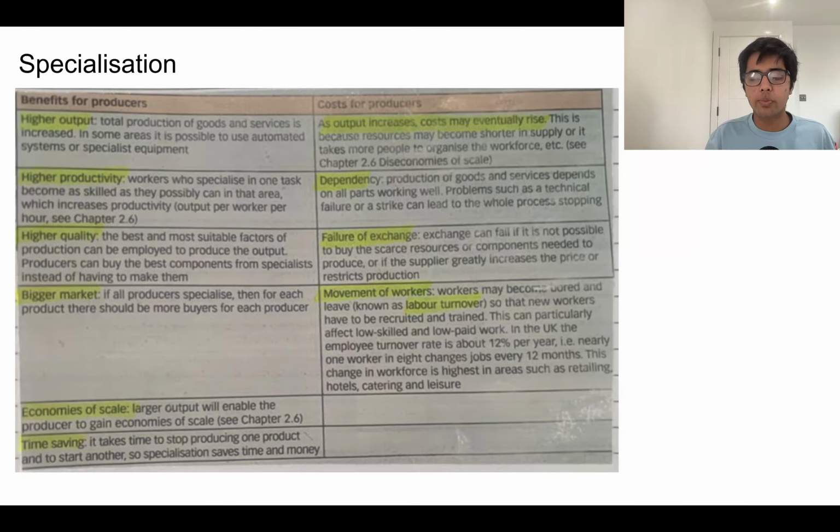So, production will depend on all parts of the process working well. If even one part stops, such as a technical fault or strike, they won't be able to produce anything. As output increases, costs may rise, leading to a fall in profits. And labour turnover is especially irritating for producers, as workers leave their jobs due to boredom. It takes time and money to train new workers.